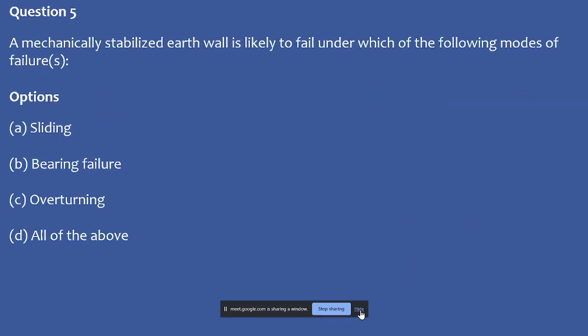Now you need to find out the failure mode in which a mechanically stabilized earth wall used to fail. Whether it's failing in sliding, or in bearing failure, or we will have overturning. Select one of the options.